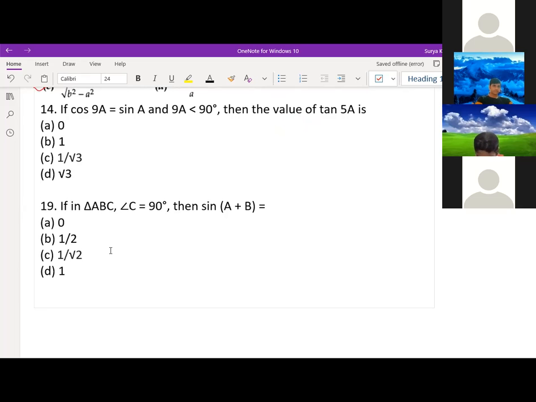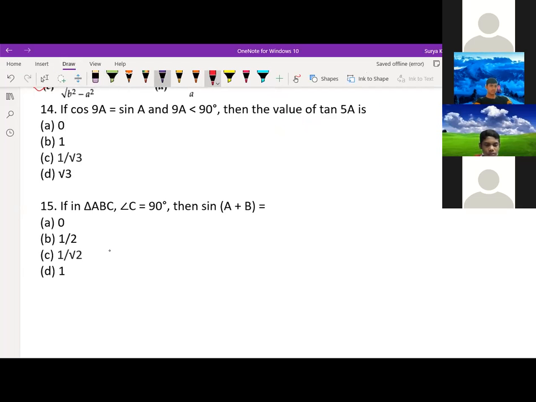You got the answer? Sir, something is wrong here. I'm getting 5 by root 3. You're getting 5 by root 3. Angle A, what are you getting? The angle A is 6 degrees. See, cos 9A is equal to, anyone got the answer? A, B, C, D? I got A equals 6 degrees.